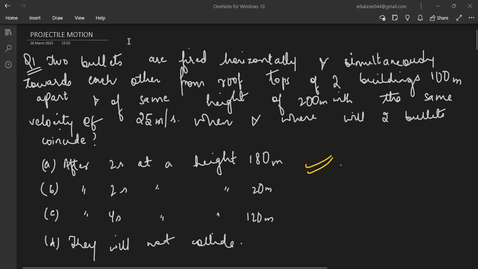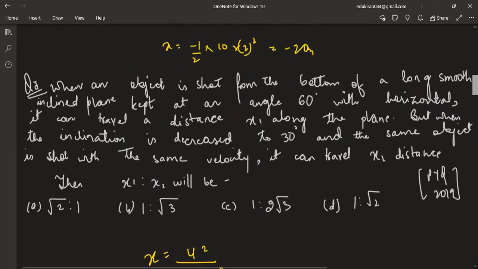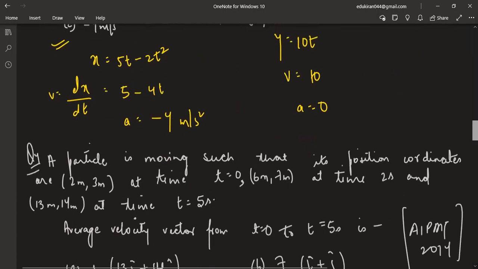Yes, class. So in the last class, we had completed a few questions from projectile motion. Some questions were left from this topic. So let us directly start with the questions then, as some of the time got wasted in this meeting joining, some technical errors were there.